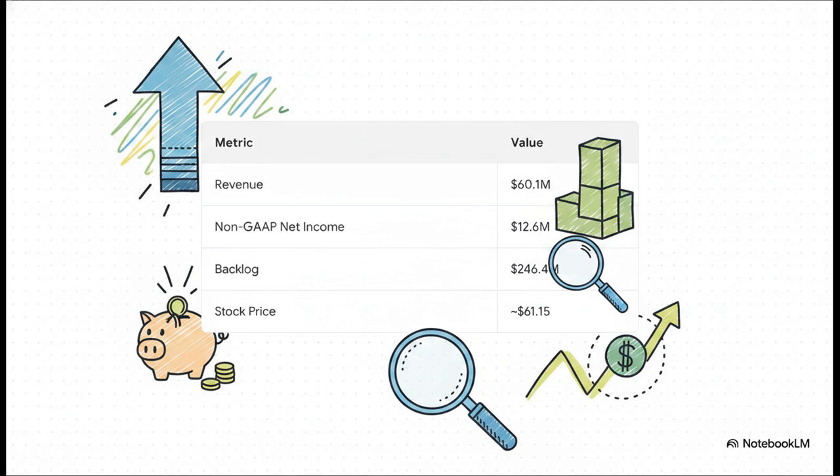And their financial momentum really reflects that utility. In Q1 2026, total revenue hit just north of $60 million. That is a massive 26% increase year over year. Non-GAAP net income came in at $12.6 million, or about 31 cents a share, backed up by a very healthy $246.4 million backlog. So the top-line growth is absolutely undeniable. But as analysts, we need to look a lot deeper.